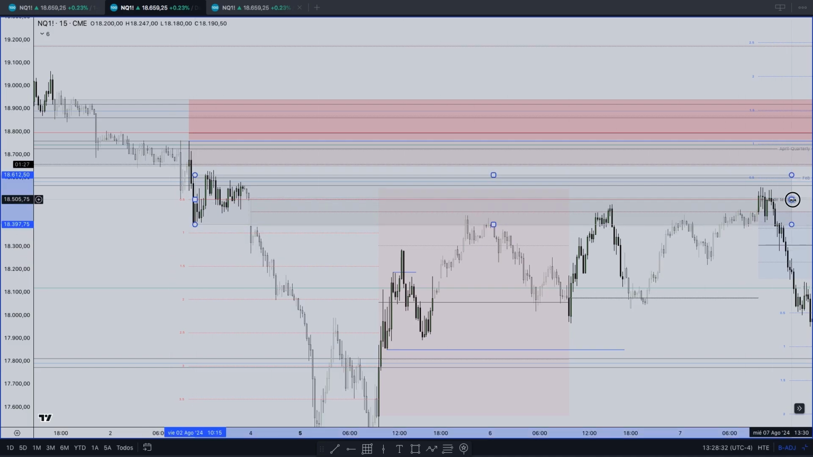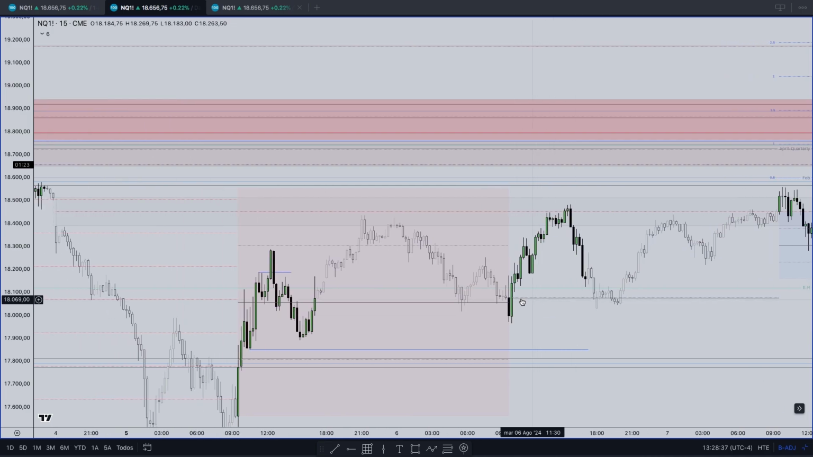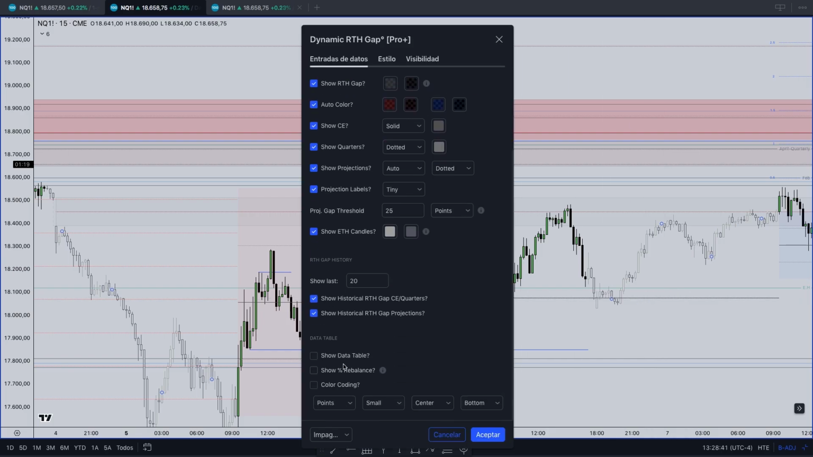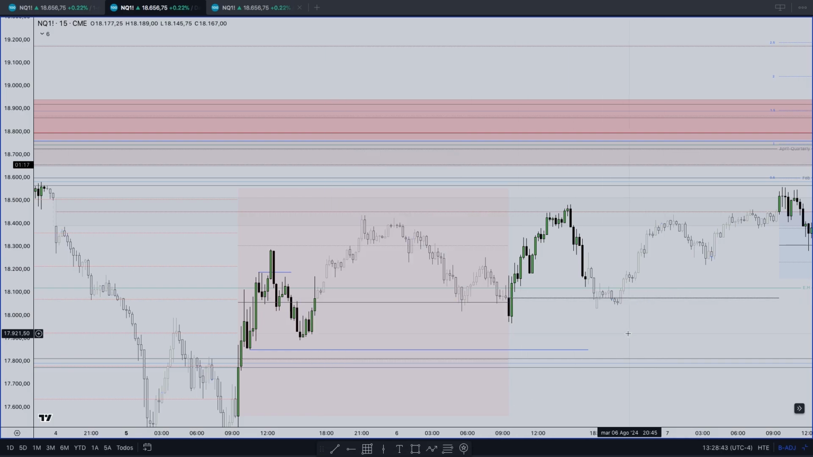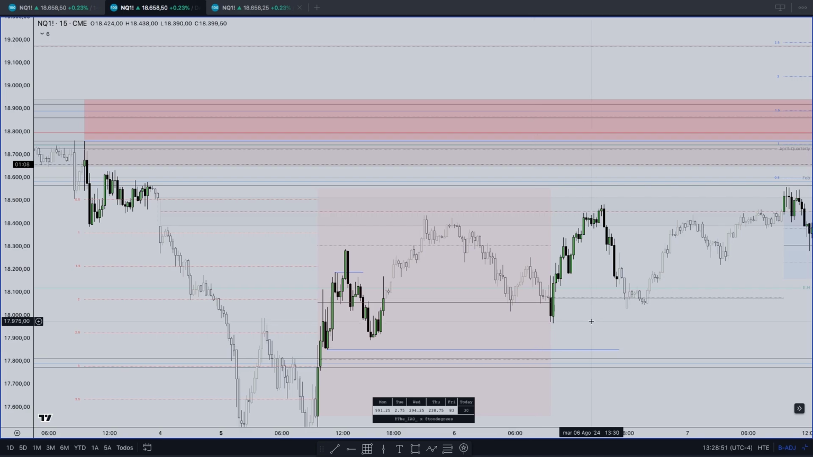Okay, and this day, look, for example, the gap was literally like 2 points. Let's see on the table. This was Tuesday's gap. Yes, the gap size was 2.75 points on Tuesday. So it was a really small gap. But yes, we found support at the open at this order block right here, and just moved higher.